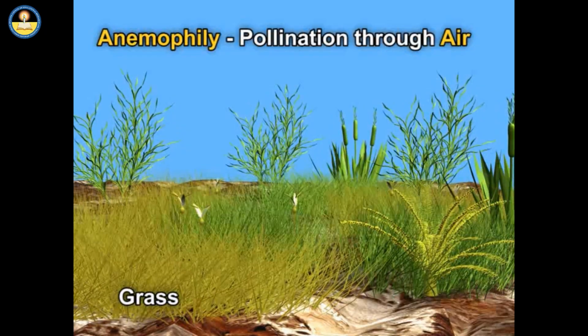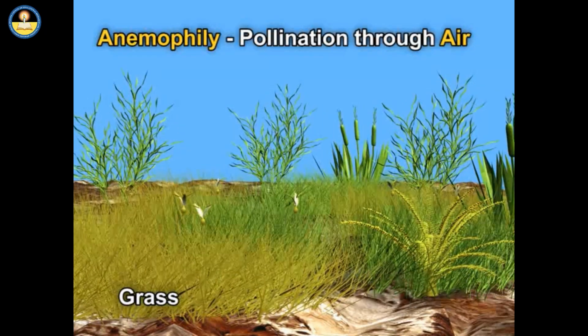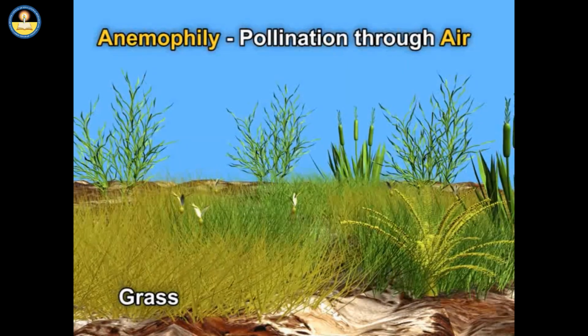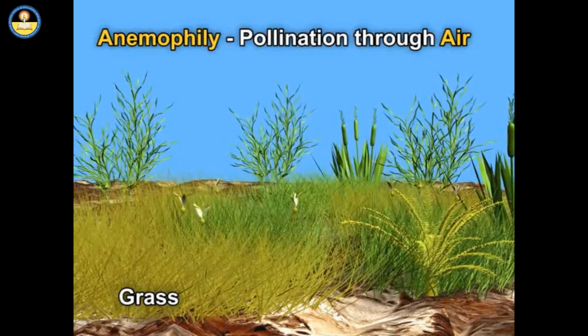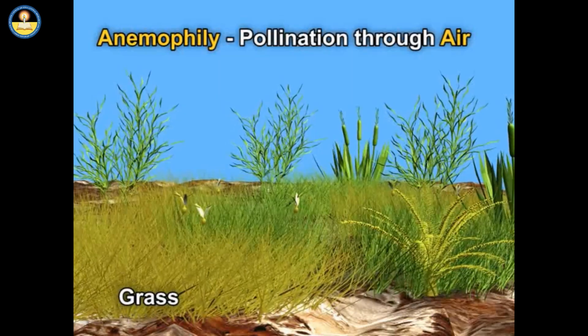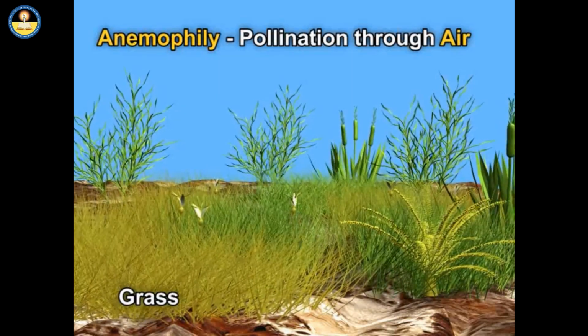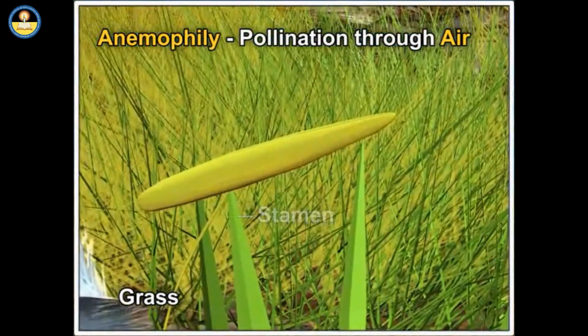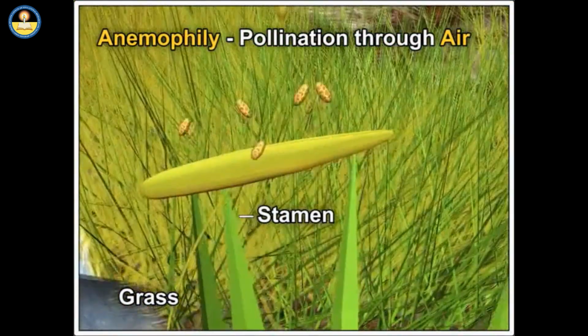This is grass. The flowers are unisexual. The pollen grains are light, smooth, dry and not easily wetted by rain and are produced in enormous quantities. Stamens are freely exposed with versatile anthers.